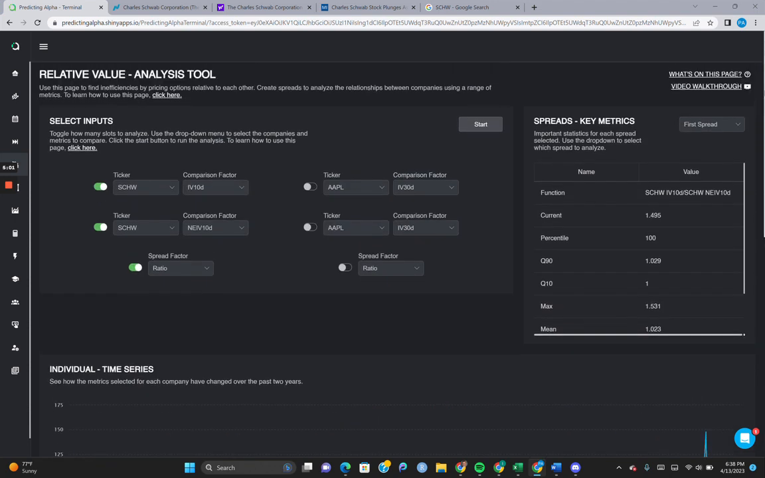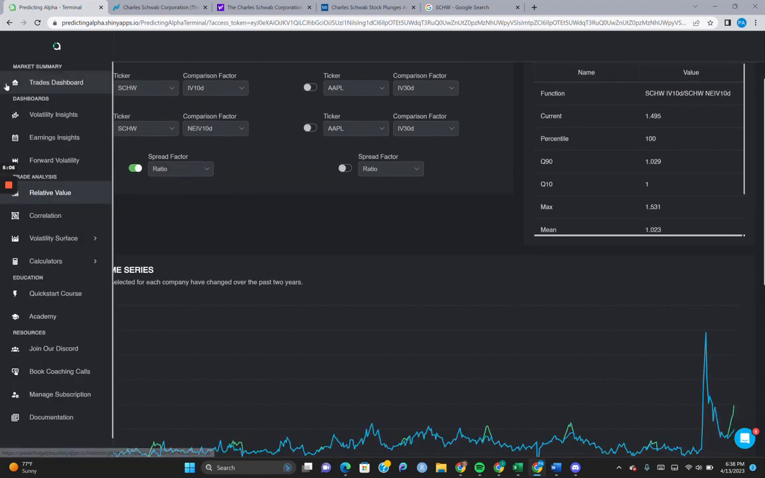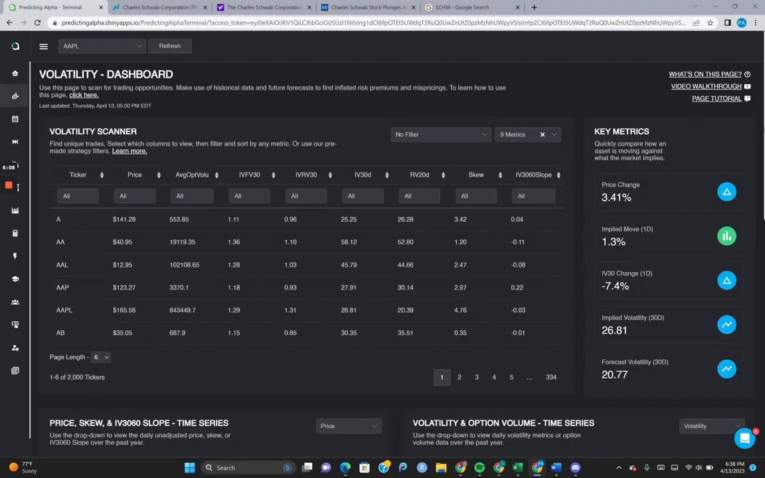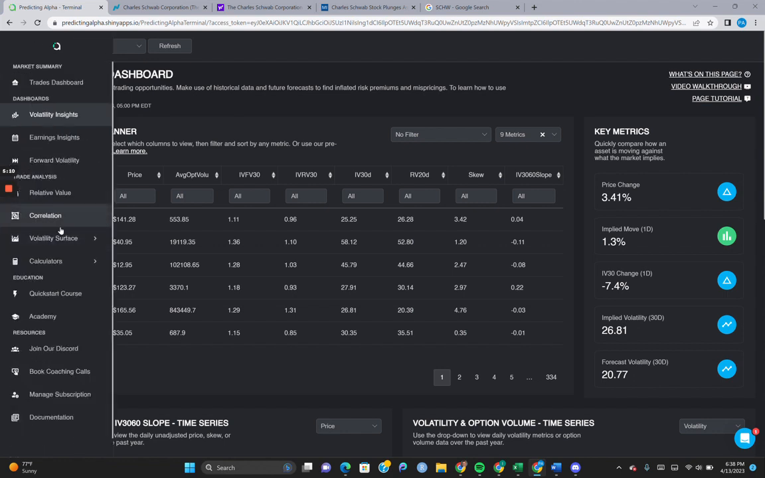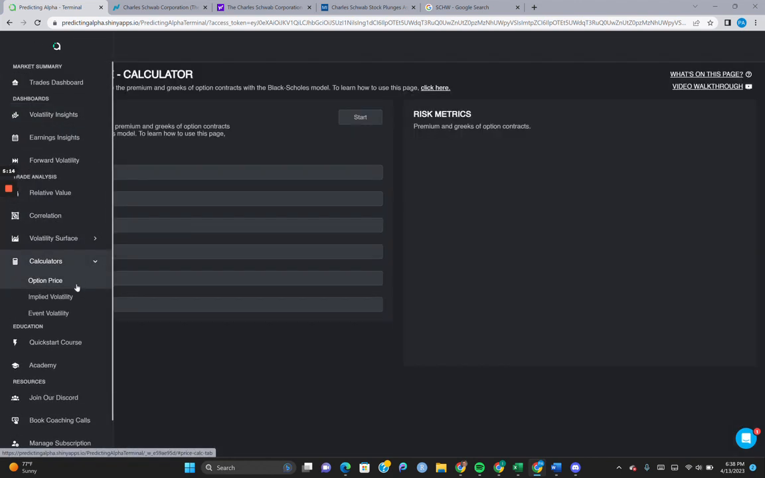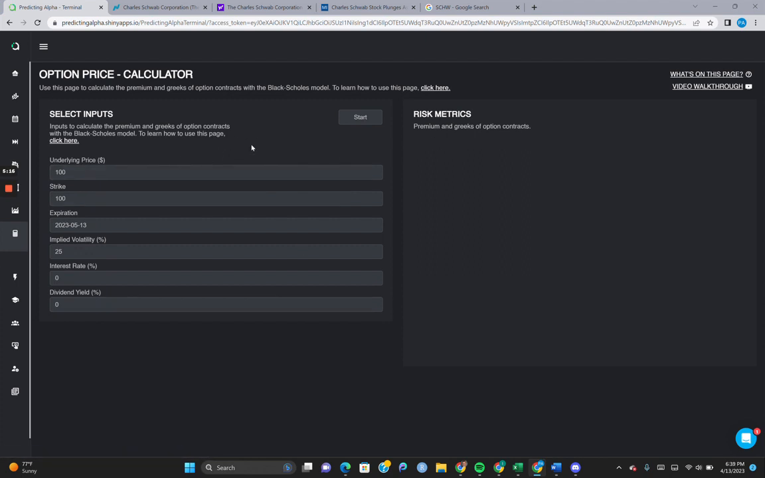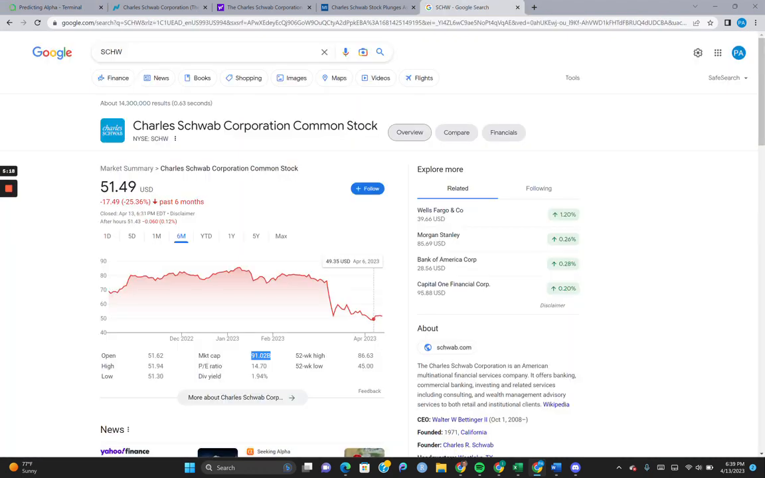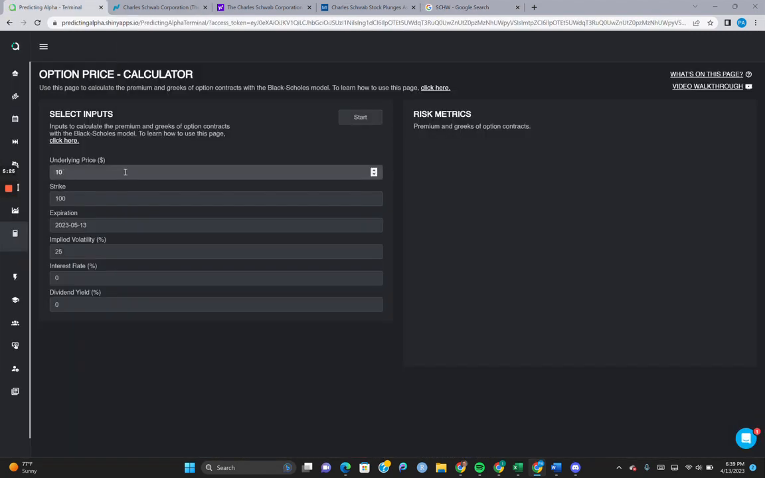Now, for structuring out the trade, this is going to be extremely simple. It's the same standard short straddle that we have always done. Today, we're actually going to do this with the option price calculator. So if we look at Charles Schwab, we have a stock price of $51.50, so that's what we're going to put in.